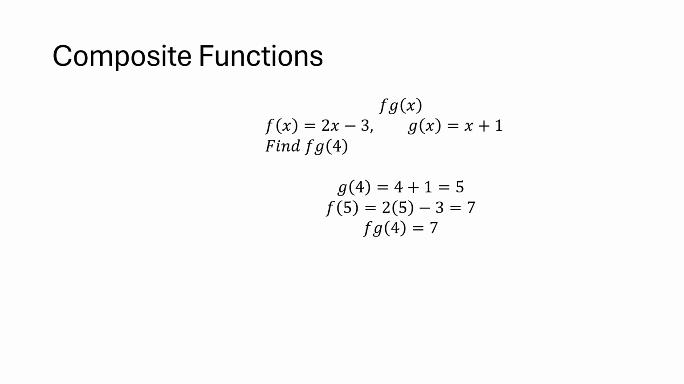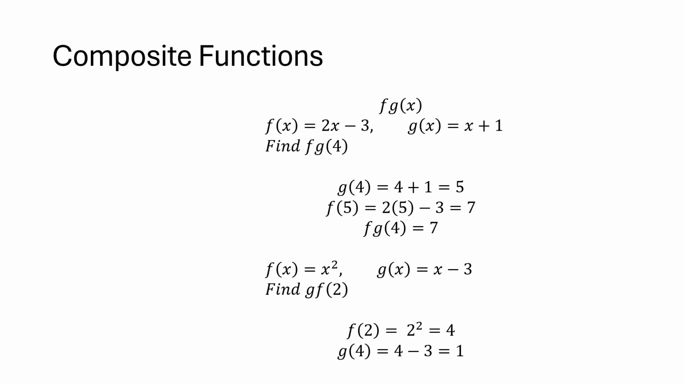Example 2. Let f of x equals x squared and g of x equals x minus 3. Find g of f of 2. First, f of 2 equals 2 squared equals 4. Then, applying the result of f of 2 to g: g of 4 equals 4 minus 3 is equal to 1. So, g of f of 2 equals 1.